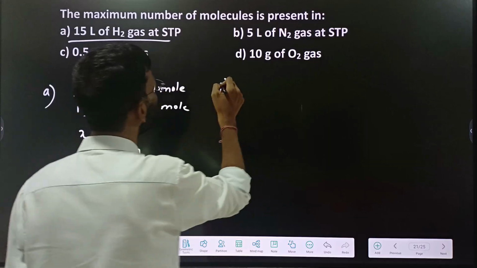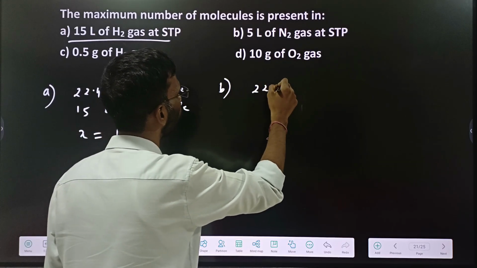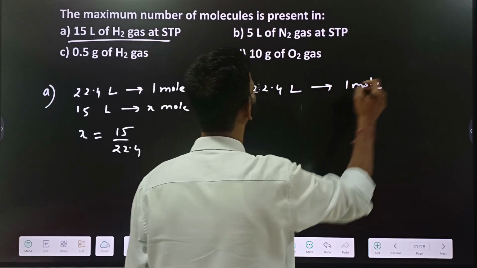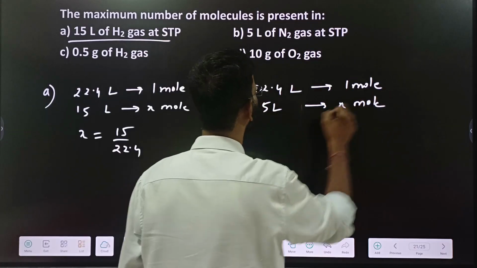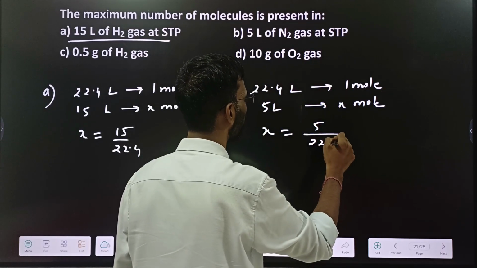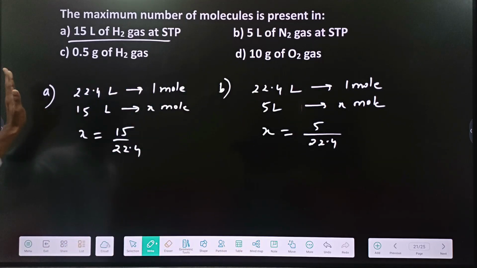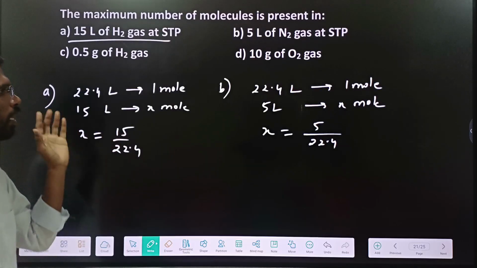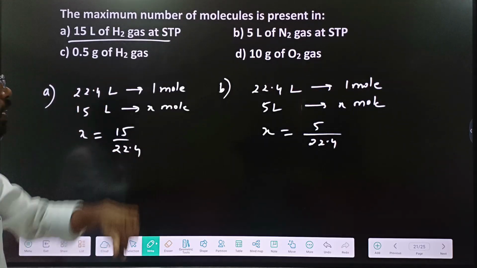B, what is B saying? 5 liter of N2 gas at STP. We know that 22.4 liter is equal to what? 1 mole. Then 5 liter will be X mole. So X is equal to what? 5 liter by 22.4. Now among A and B, A will be a bigger value, A will have more number of molecules, right? But still C and D are pending.